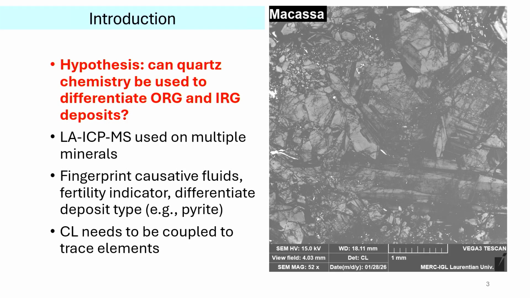But in addition to the trace element work, CL also needs to be coupled to trace element work. CL is very important in identifying different zones for your laser ablation work. And there are very few studies, I would say, that have done CL work on quartz from orogenic settings, in particular in older orogenic deposits. The CL itself can be very informative and tell a story because the CL reflects physical-chemical changes. For example, with this sample from Macassa, we can see a zoned CL response in a deposit which has been described as an orogenic deposit.